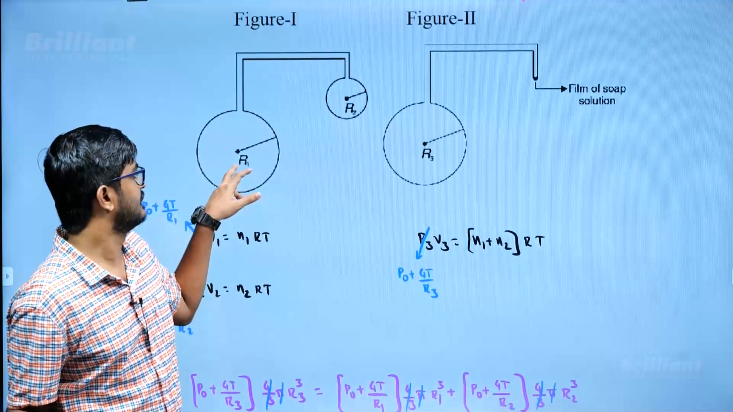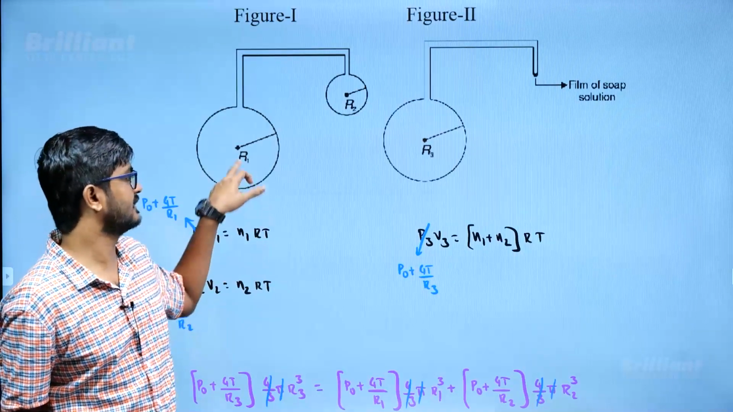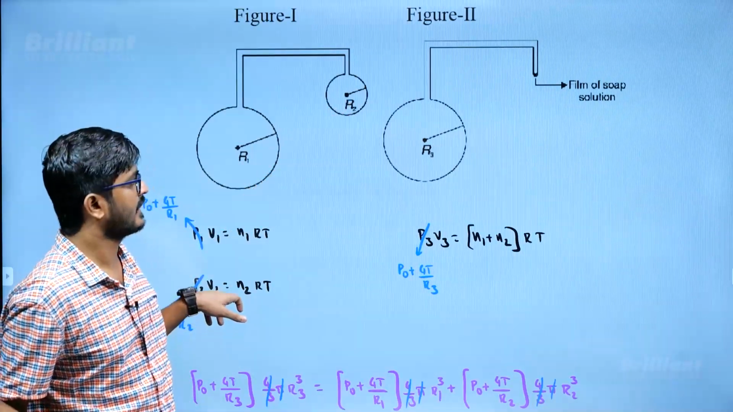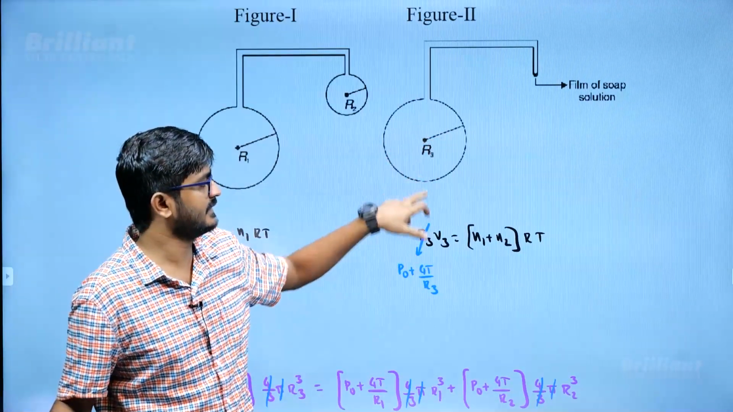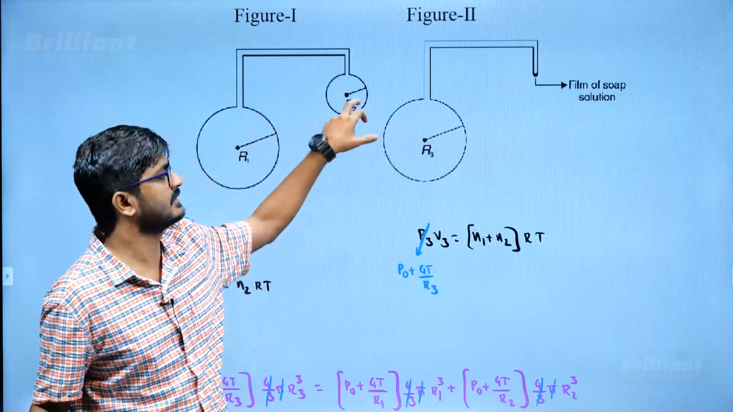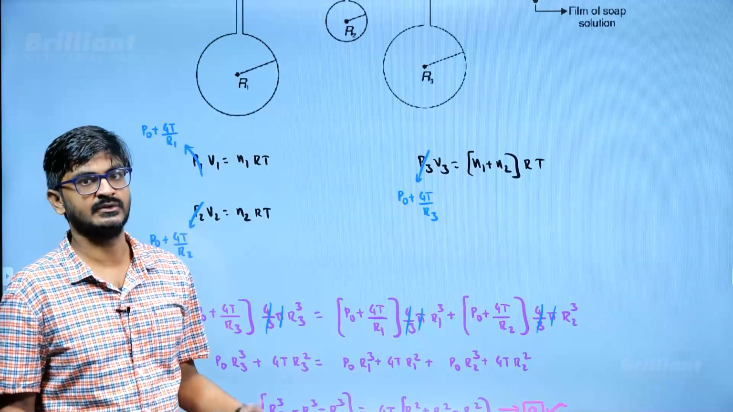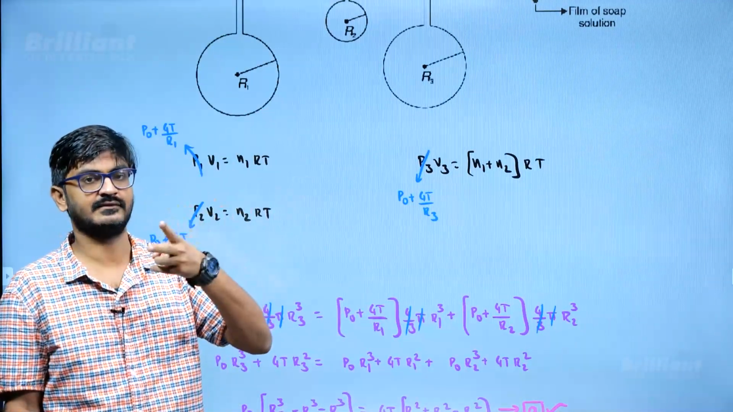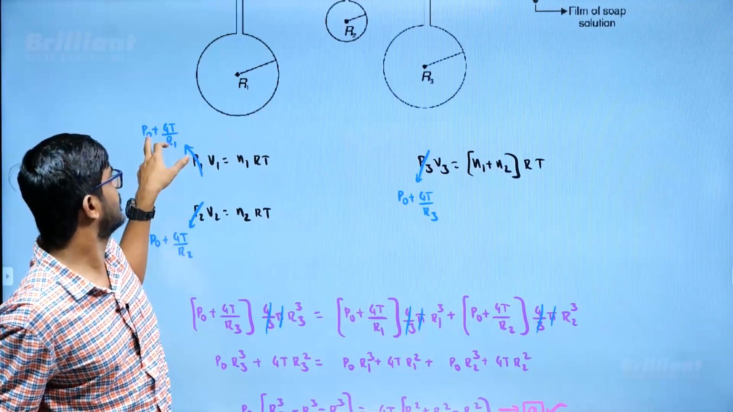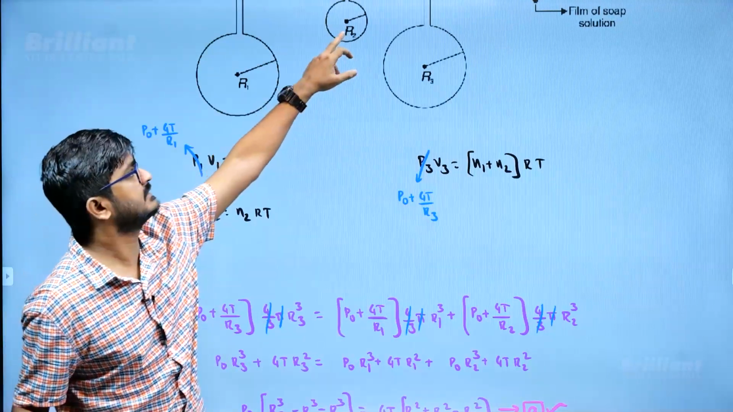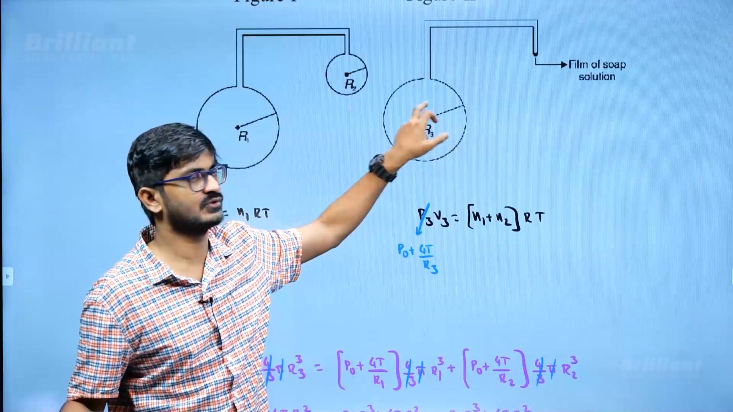Under isothermal conditions, temperature remains the same. So initially, pressure into volume equals number of moles into R into T: PV equals nRT for this one, and PV equals nRT for this one. Finally, the total number of moles are available here only, so P3 V3 equals N1 plus N2 into R into T. But what about the pressure? Inside pressure minus outside pressure is 2T by R, but it's soap solution, so there will be two interfaces, so 4T by R. So inside pressure will be outside pressure plus 4T by R1, here outside pressure plus 4T by R2, and here outside pressure plus 4T by R3.